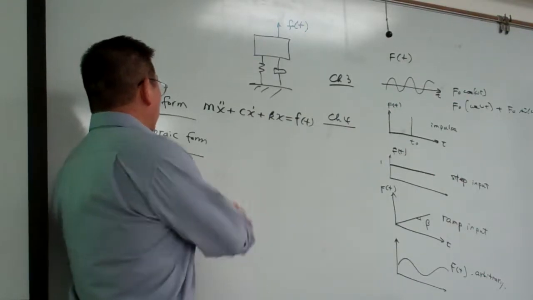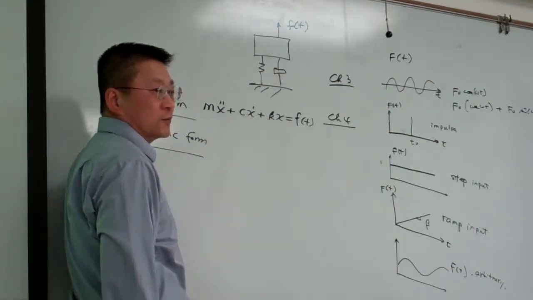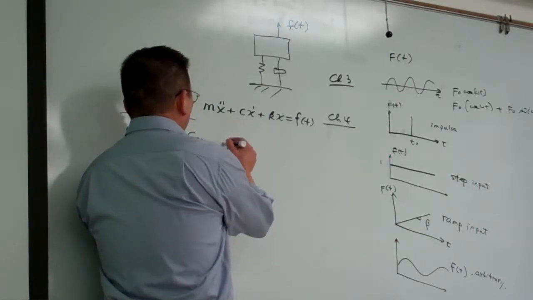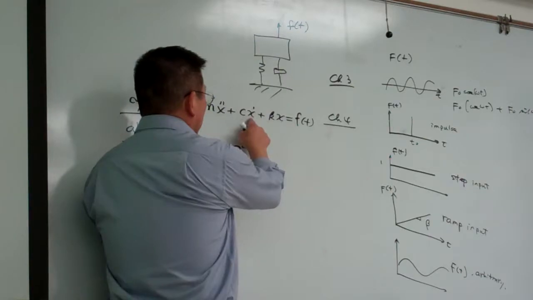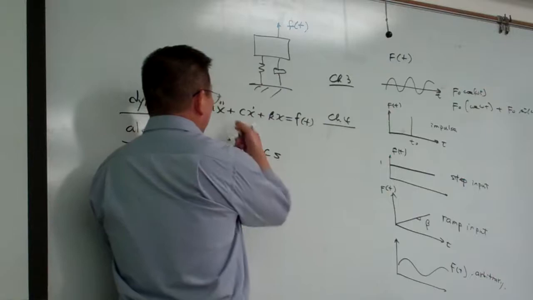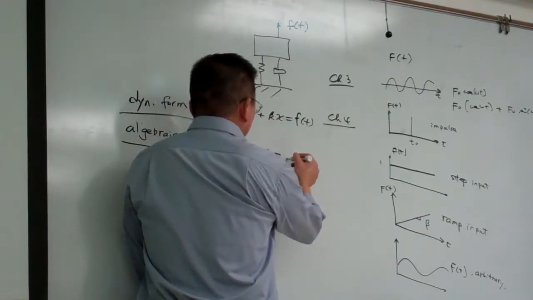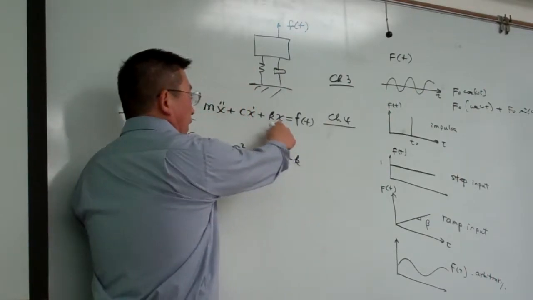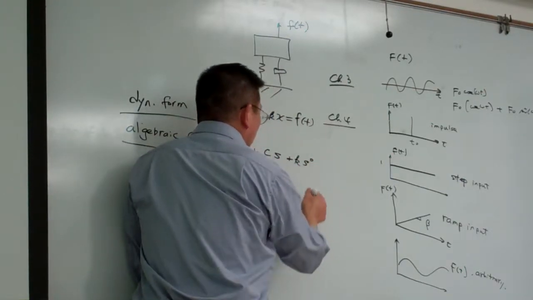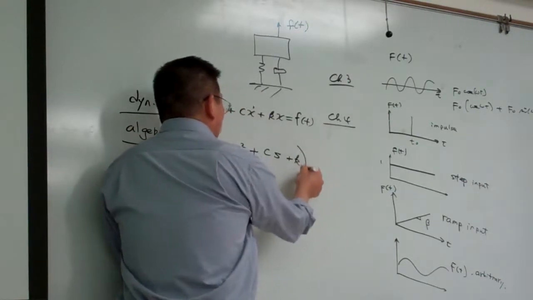For this one, you simply replace the double derivative term with s squared and keep the coefficient the same. Replace the first derivative with s, keep the coefficient the same and keep the operation the same. And for k, there is nothing, since x has no derivative, so you can say that is s to the 0, so basically that is 1.